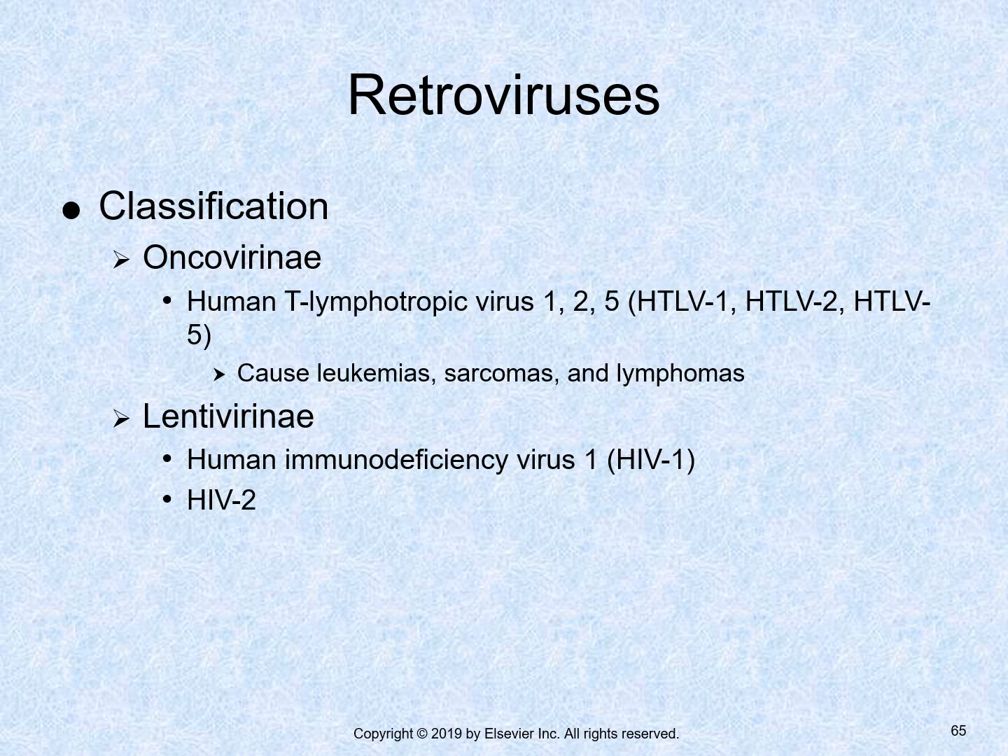Retroviruses are classified into 2 subfamilies, Oncovirinae and Lentivirinae. Oncovirinae contains the human T lymphotropic virus 1, 2, and 5, which are known to cause leukemias, sarcomas, and lymphomas. The subfamily Lentivirinae includes human immunodeficiency virus 1, HIV-1, and HIV-2.